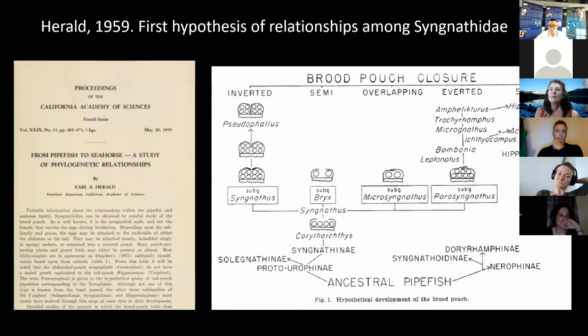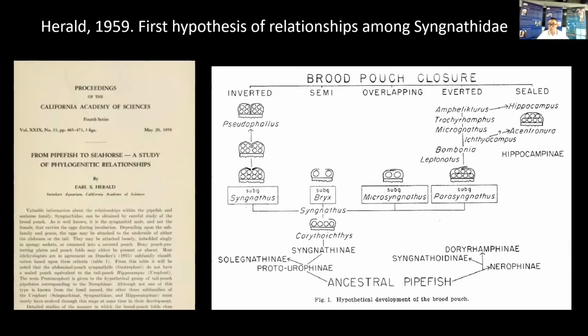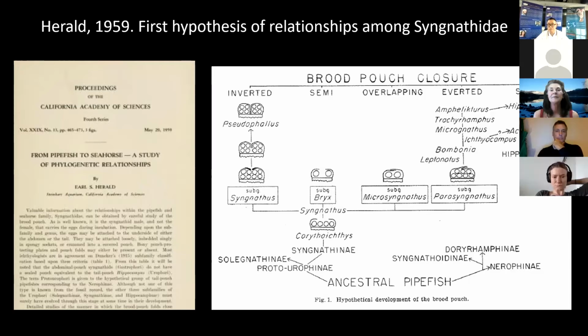And so this study, it's not the first study that ever looked at syngnathid taxonomy, but this graphic from this study by Earl Harold, who was the director of the Steinhardt Aquarium, was published in 1959. And it's the first time that anyone ever tried to put the pattern of morphology into some kind of a branching pattern, right? So he's trying to understand essentially how seahorses arose from pipefish.